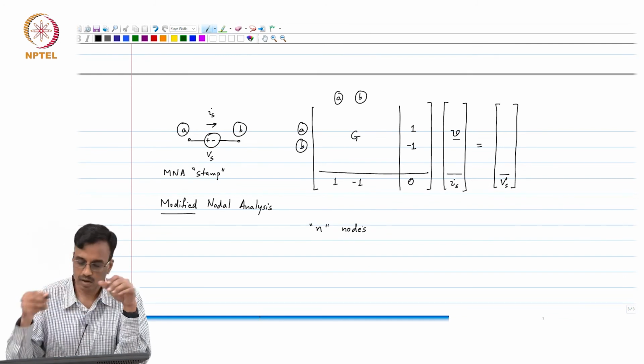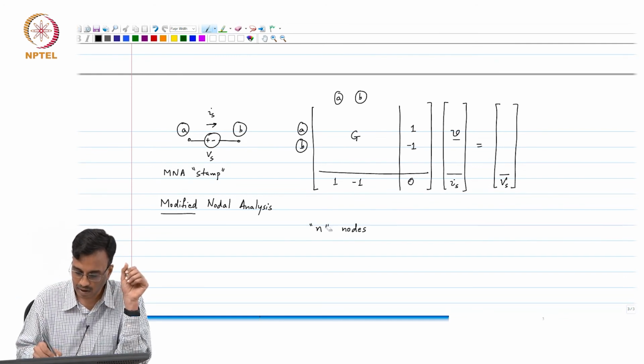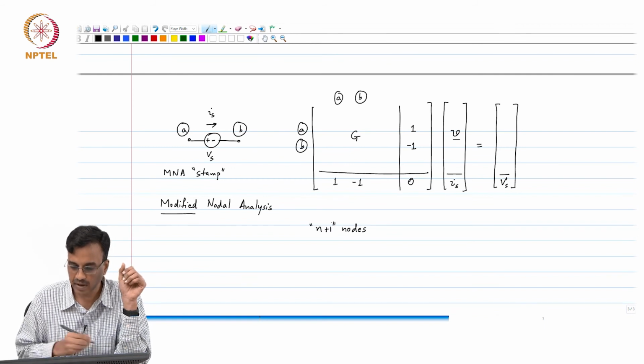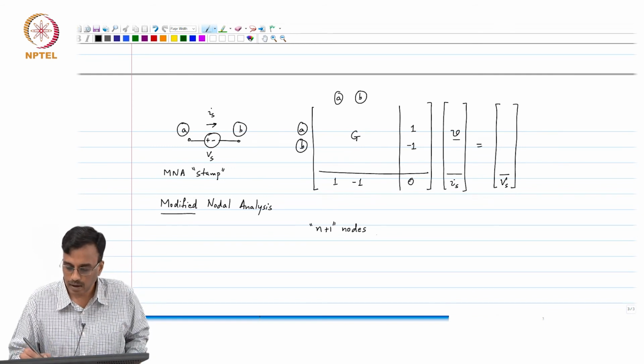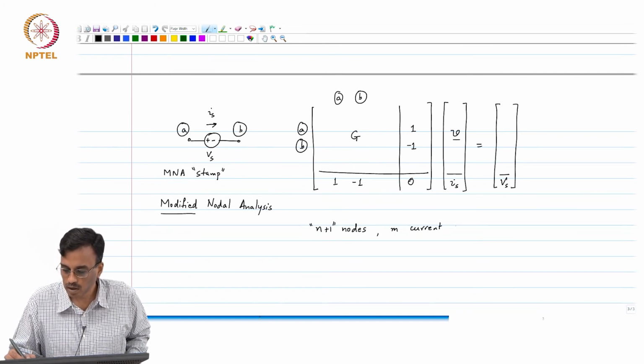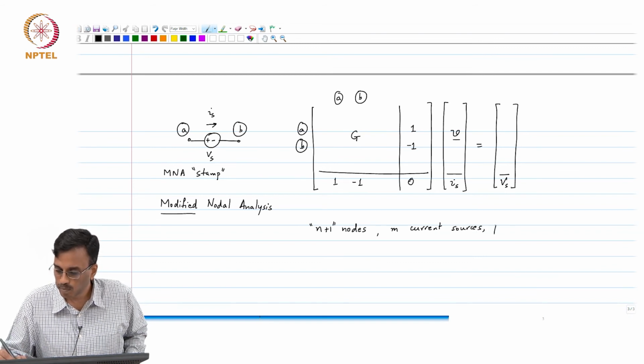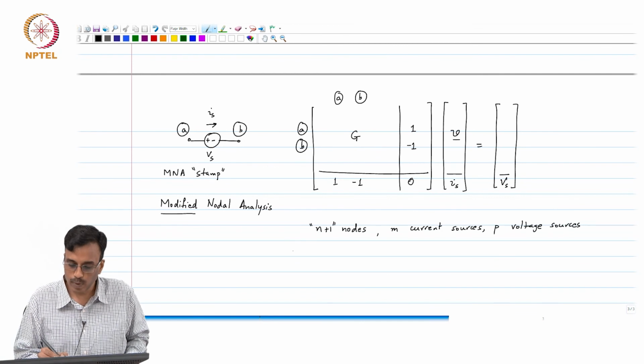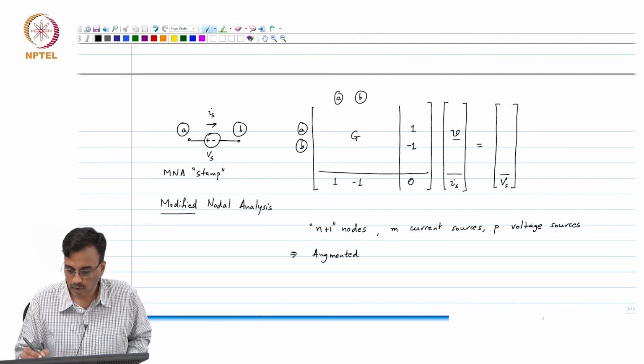So, if you have n nodes in the network, or let us say deliberately choose n plus 1 nodes in the network, and m current sources and p voltage sources, what comment can you make about the size of the augmented G matrix?